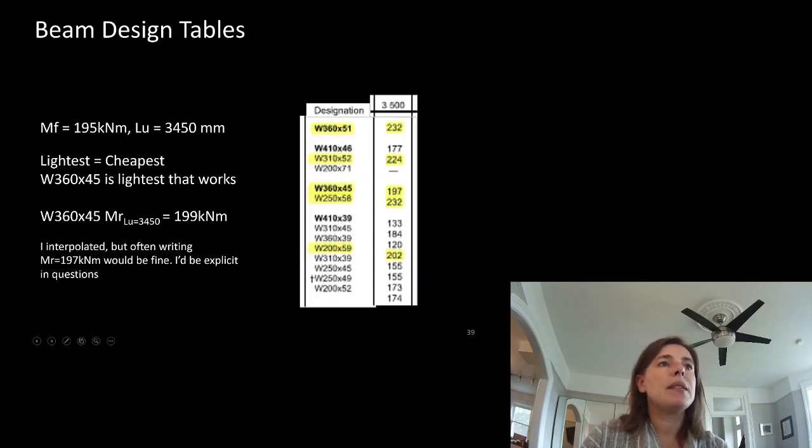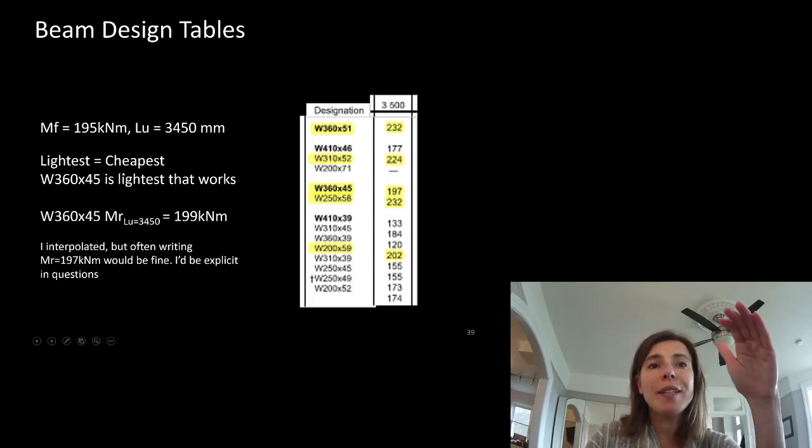Look at all of these elements. The W200 by 59 has an MR of 202. Well, that's greater than the 195. That works at an unbraced length of 3.5 meters. The W250 by 58, 232. It works. W460 by 45 has 197. Ooh, look at this. W310 by 52. It's shallower, and it has an MR of 224. So it works. And a W360 by 51 has an MR of 232. So it works. So when we have all kinds of members that work, how do we pick which one? The cheapest one is the one we want.